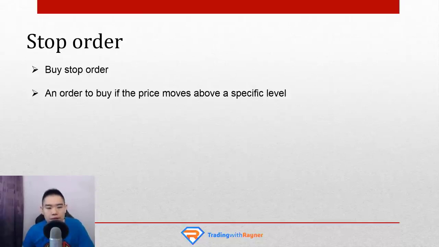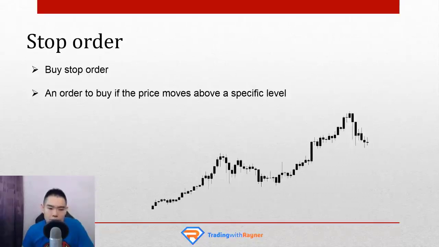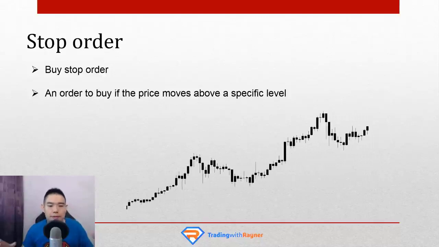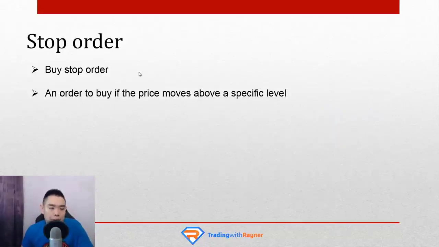Let's say the market is trending higher. It goes up, pulls back, goes up, pulls back, and it's starting to go up. And you tell yourself, looking at this chart, it would make sense that I want to buy only if the price breaks above this high. Because if it breaks above this high, then there's a good chance that this market could continue higher. So you tell yourself, I will only buy if the price breaks above this high. If it doesn't break above this high, I will not enter a trade. So what you can do is use a buy stop order.